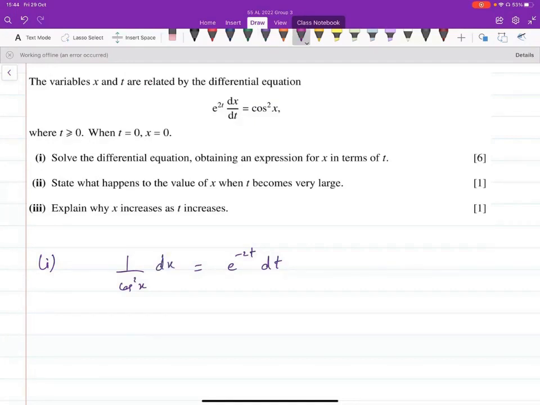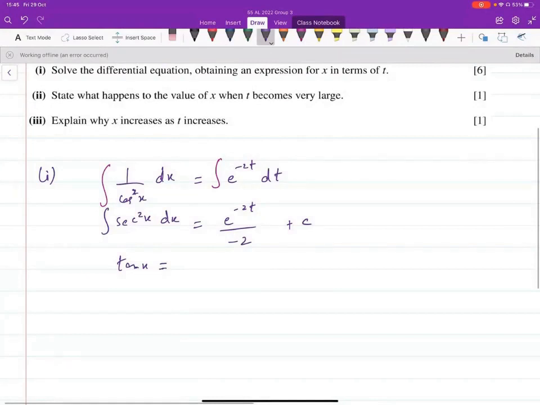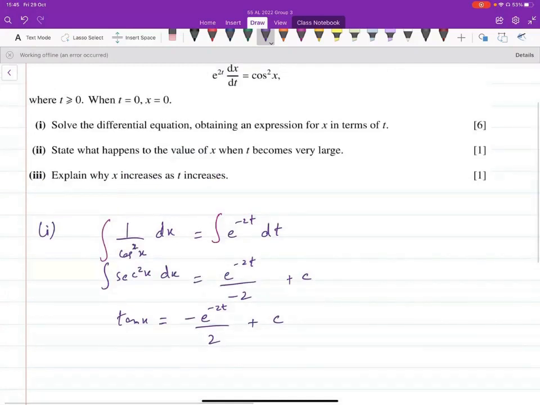Now we integrate both sides. What do we get from the integral? How do you integrate 1 over cos square x? It's secant squared x, right? Yes, we did this yesterday. 1 over cos square becomes secant square x, and then we can integrate that directly. It becomes tan of x equals minus e raised to power minus 2t divided by 2 plus c. Okay? Now we have a point given. The point is t is 0 when x is equal to 0.